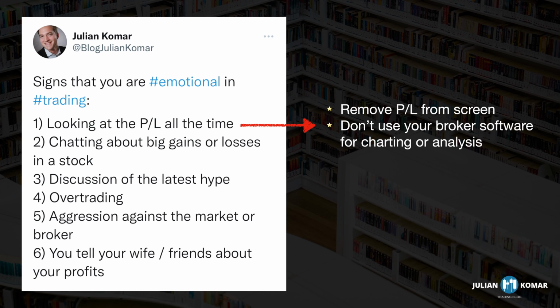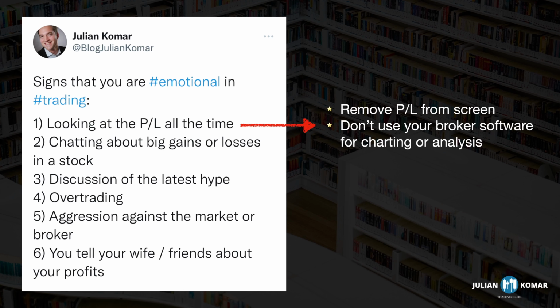And the second point, and that is something I personally like and do: I don't use my broker software for charting and analysis, because I spend 95% of my time with research and chart analysis and doing research about stocks. I don't use my broker software for that, because on the one side, it's not that much what I need, and it's not so convenient. And on the other side, I don't want to see all the profits and losses all the time. They are always going up and down because it is a real-time connection.